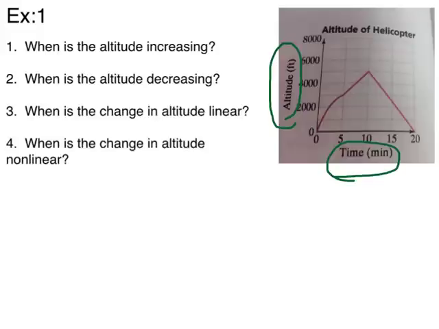If we look at our graph, we can see that the altitude increases from here to here. So that means between 0 and 10 minutes. So we're going to say 0 to 10 minutes. It increases. Then it says, when is the altitude decreasing? That would be from this point to here, it's decreasing. So that's from 10 minutes to 20 minutes.